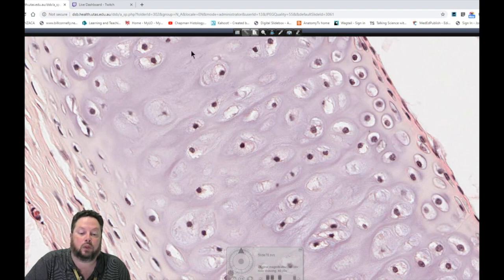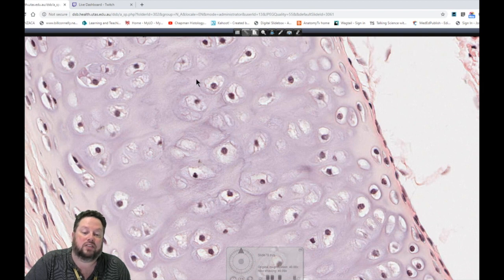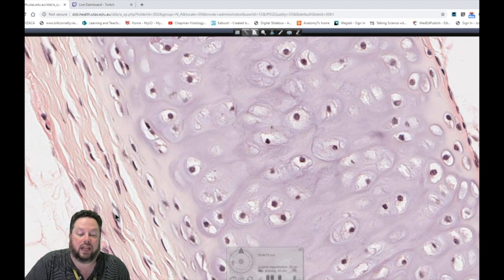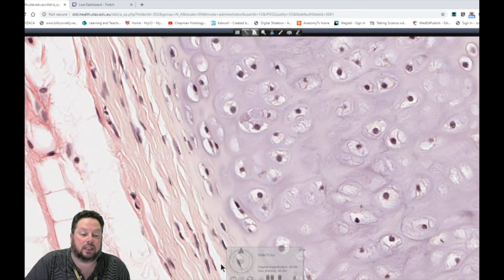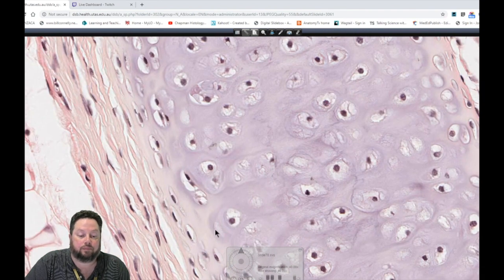if we have a look at the matrix here, we can see there's actually no blood vessels. So we consider it avascular in the sense that there's no blood vessels within the matrix itself. So they're actually found in the outer perichondrium. So we can see a little blood vessel here, and we can see some more over here as well. There's another little one here.